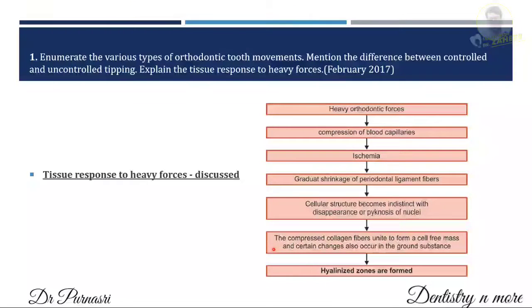So the compression of collagen fibers, all these compressed fibers, unite to form a cell-free mass. And there are some changes in the ground substance also. This cell-free mass is called the hyalinized zone. You can also call this aseptic necrosis. So these are the changes.